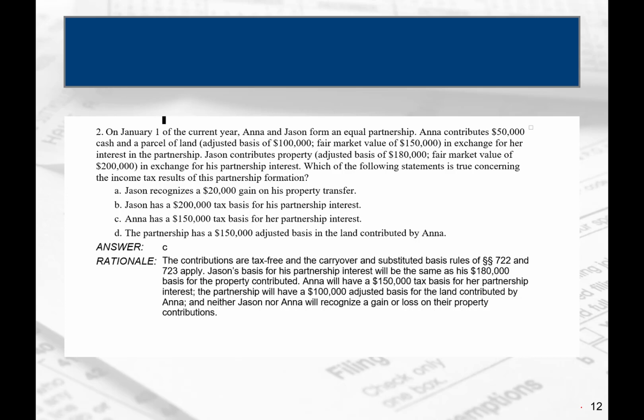Now, I've told you what the answer is. They give us Jason's information, but Anna is what? $150,000 tax basis in the partnership. It is the $50,000 cash plus what? Plus the $100,000 basis in the property that she gave.